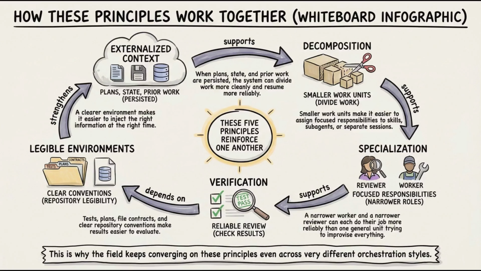Finally, this brings us full circle because repository legibility directly strengthens the quality of your externalized context. A clean, highly organized environment makes it incredibly easy for the system to find and inject exactly the right information at exactly the right time. Because these principles continuously feed into and strengthen one another, they create a highly robust system. This interconnectedness is exactly why the field of artificial intelligence engineering keeps converging on these same 5 principles, regardless of the specific orchestration style being used.